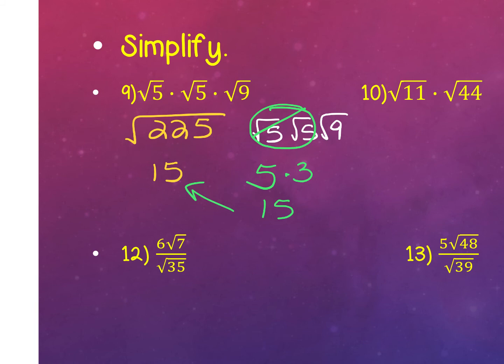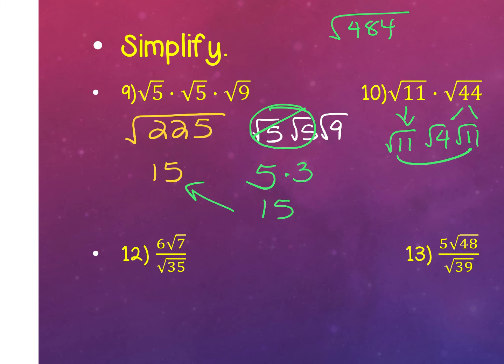Same thing on the next one. Instead of multiplying 11 times 44 and then getting 484 and then have to go back and break it down, factor these as is. This is prime. This one can be broken into 4 times 11. And notice now I got a pair of 11s. The 11 comes out. And then the 4 is a perfect square. A 2 will come out. So my answer here is 22.